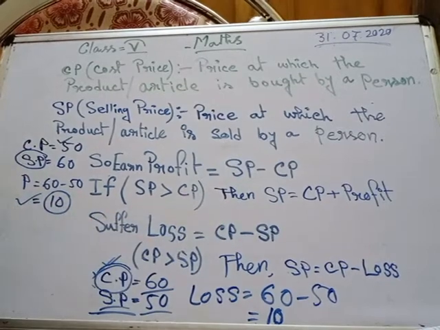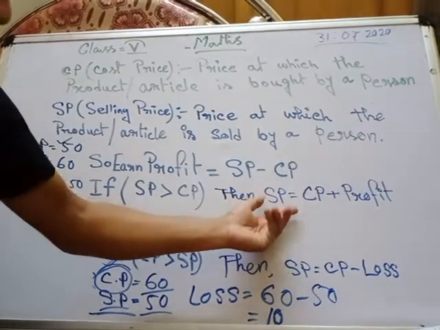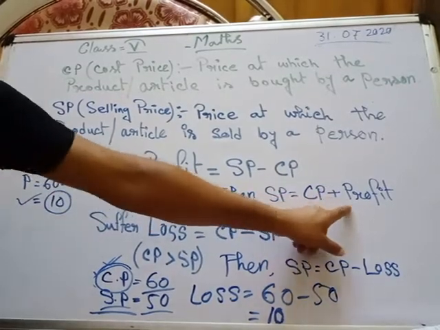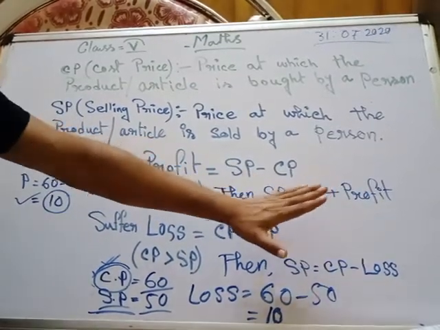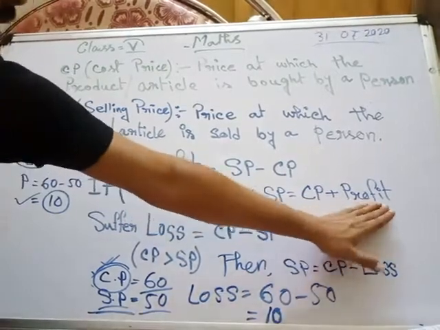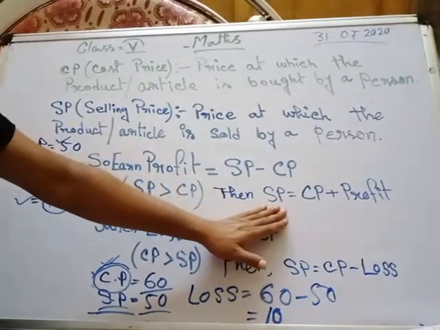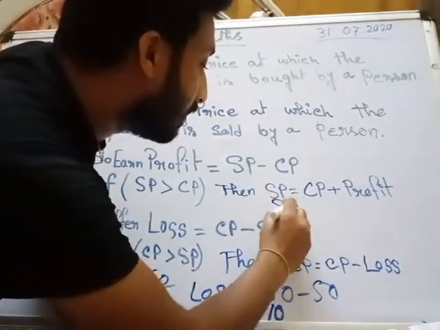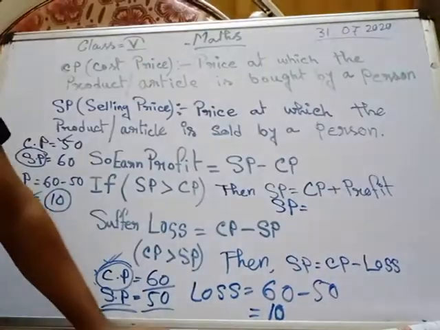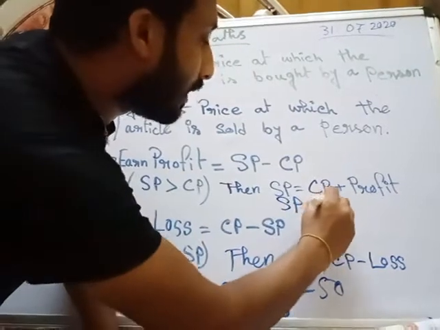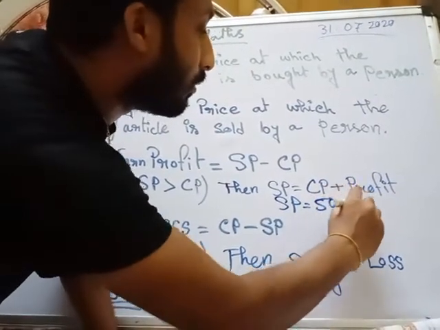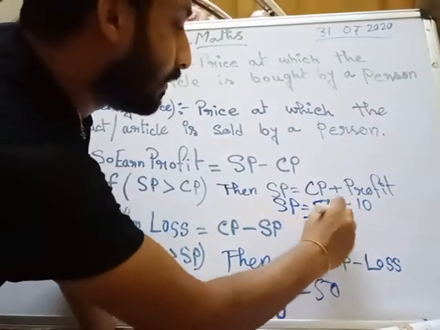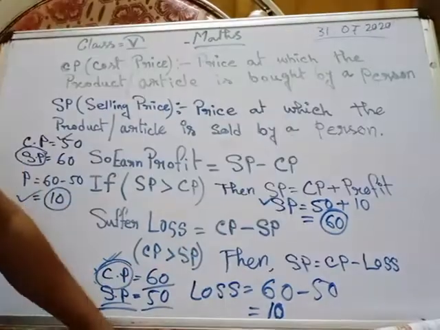Then, the selling price is equal to the cost price plus profit. If you add the profit to the cost price, it will be the selling price. How to find out the selling price? Suppose the cost price is 50 and you profit by 10 rupees; on that time 60 rupees will be the selling price.